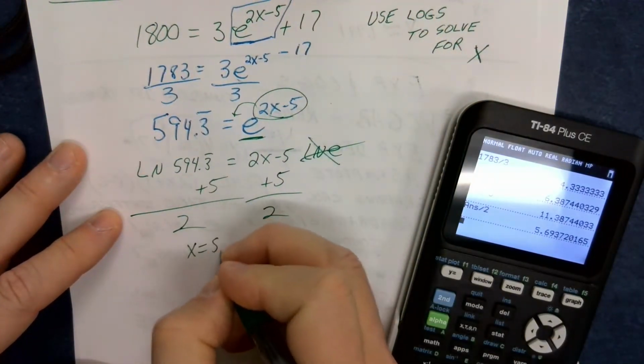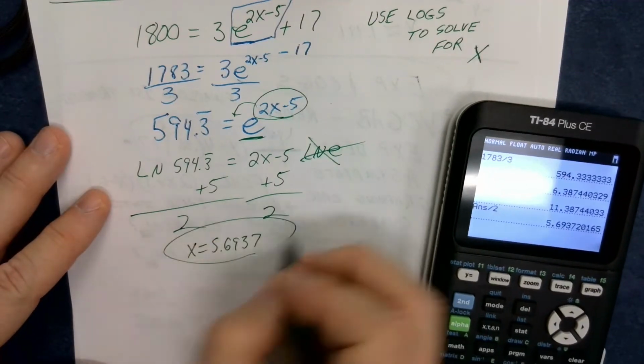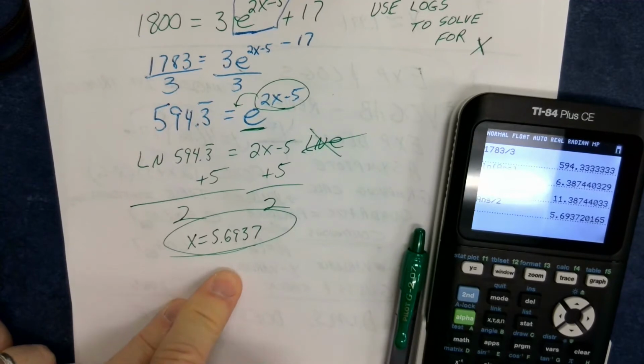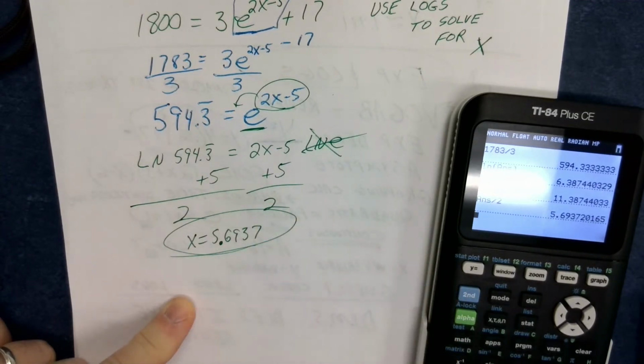X equals 5.6937-ish. That gives me a lot of decimal places. And yay, I'm done, right? I just move on to the next question. Is that right, Evan? No, what should I do?